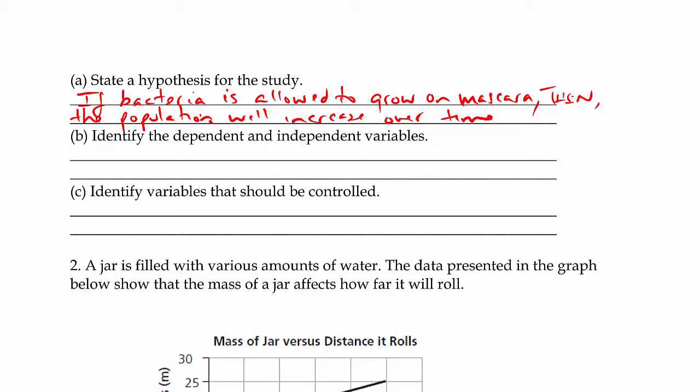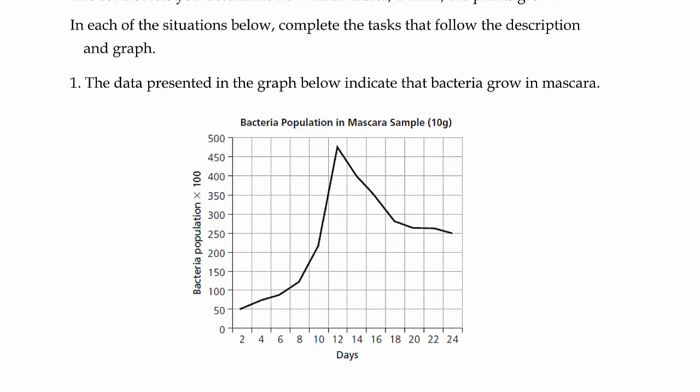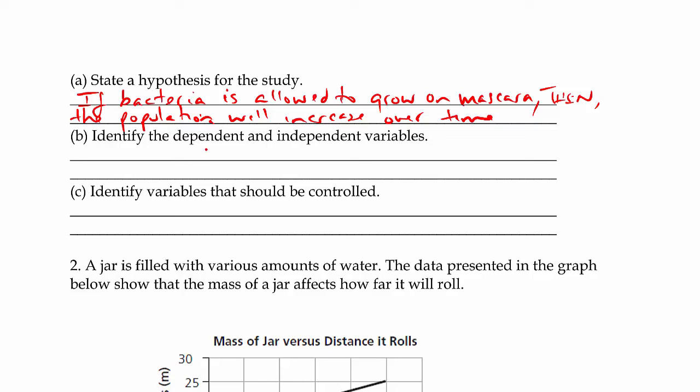So by looking at the graph, we should be able to identify the dependent and independent variables. So I see on the x-axis the thing that you are controlling. You're controlling the time, right? The number of days. On the y-axis, you'll have the dependent variable, the population of bacteria that are growing. So, dependent is the bacterial population, and the independent variable would be the time, like days. In other words, y-axis, x-axis.